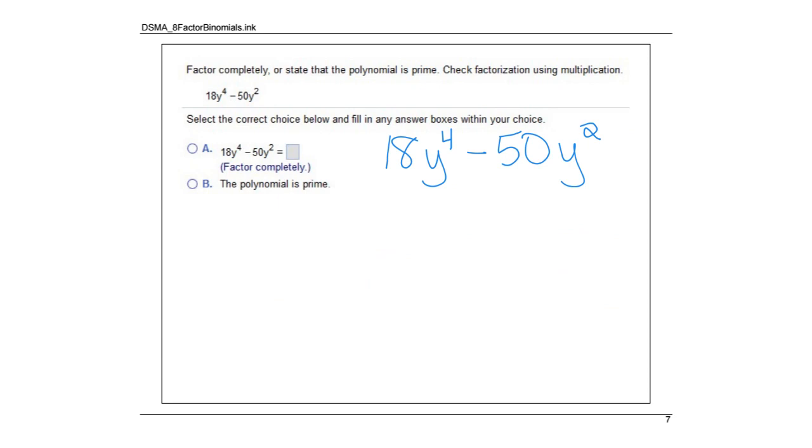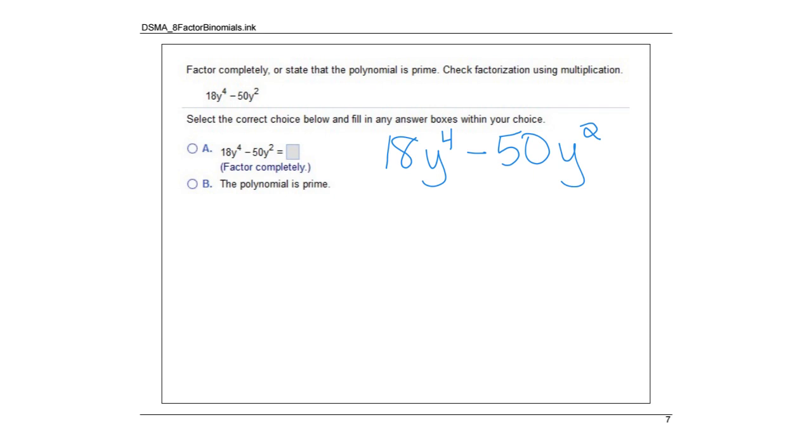All right, one last one. 18y to the fourth minus 50y squared. All right, so we have lots of y's in there. We know we can get rid of some y's. If you check in your calculator, or if you just know your perfect squares, 18 is not a perfect square, and neither is 50. You would get a decimal. If you took the square root of 18, you would get 4.2426. It would go on and on. Same thing, square root of 50. These are what we call irrational numbers.